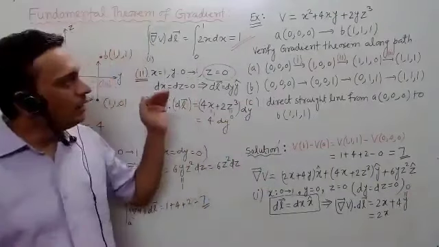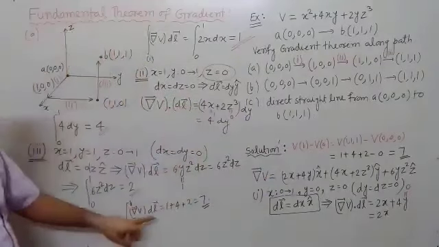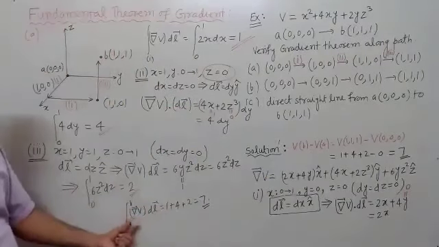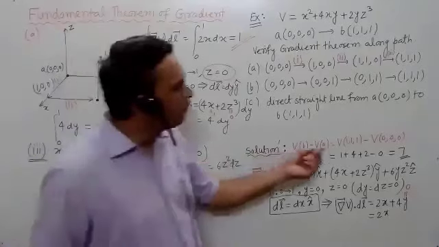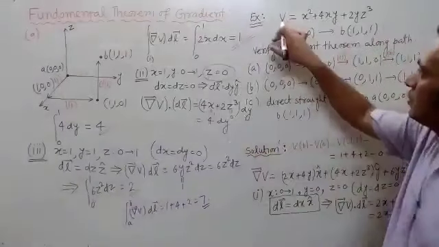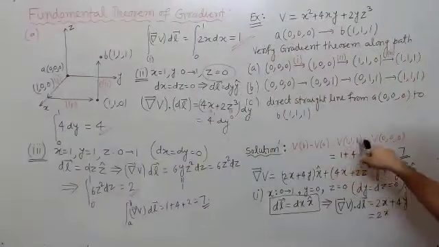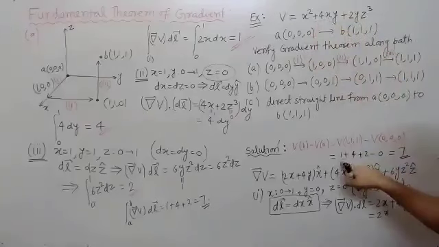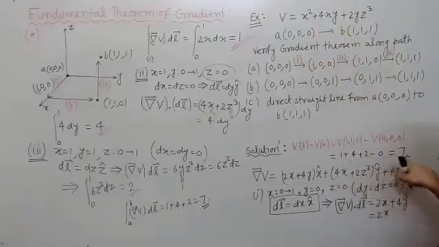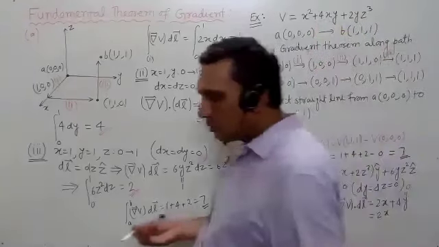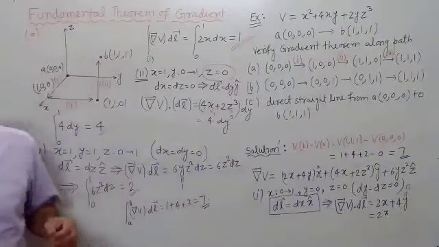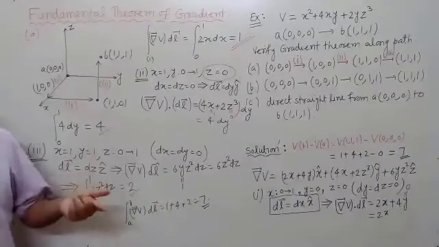Sir, how did this 7 come? How did VB minus VA come to 7? VB minus VA, function V is given as a function of XYZ. So at 1, 1, 1, put XYZ as 1. So you will get 1 plus 4 plus 2, minus 0. Just put the value of XYZ. So at 0, 0, 0, it is 0.